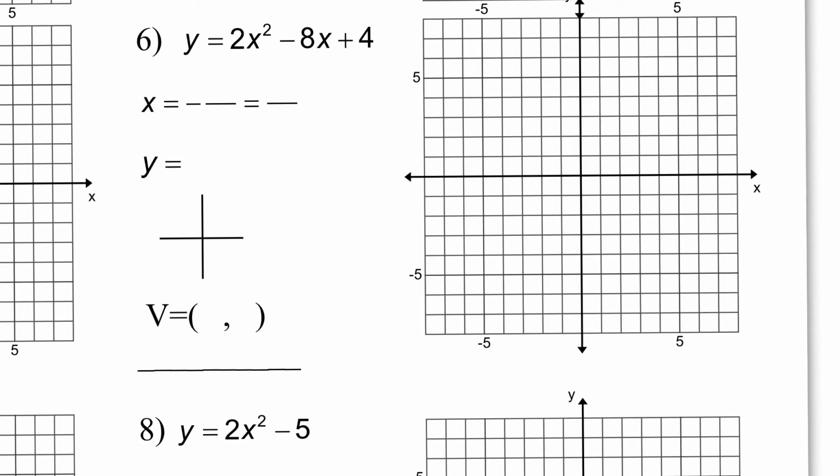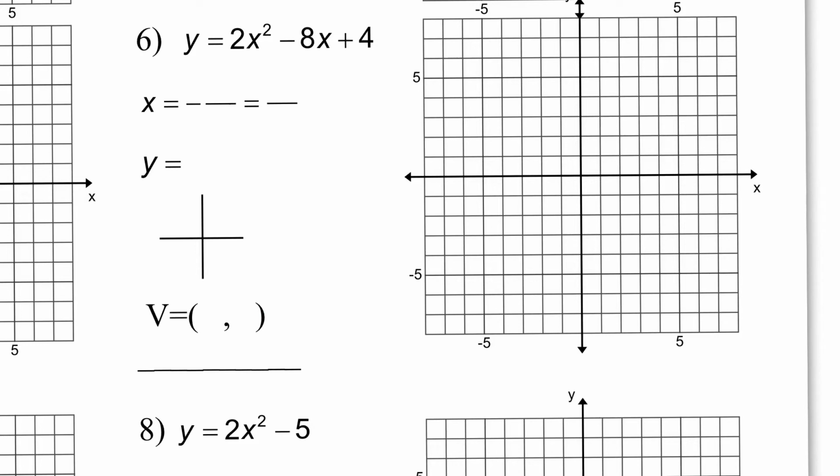Now, let's look at number 6. Question number 6, y equals 2x squared minus 8x plus 4. First of all, you guys notice that everything is empty. The x empty, the y empty. You have the cross for the pattern, the vertex, and we need to find the axis of symmetry. We need to find the y-intercept and domain and range.